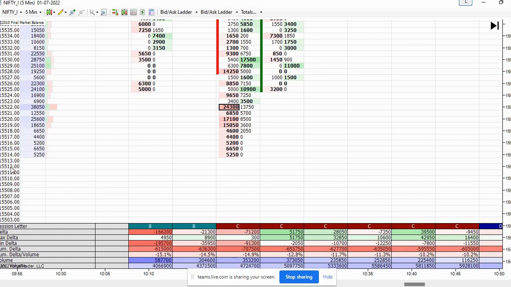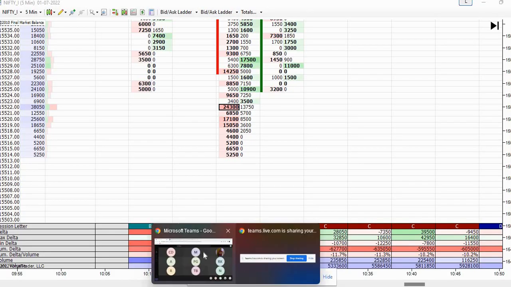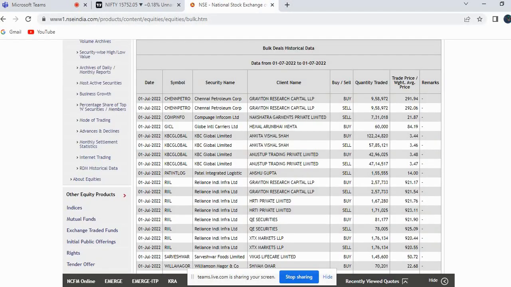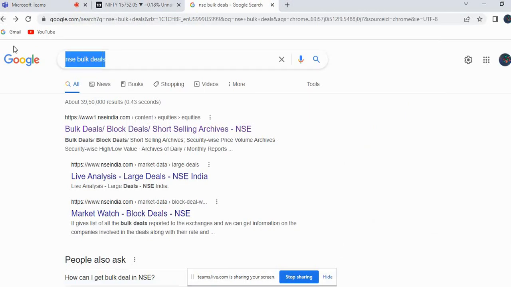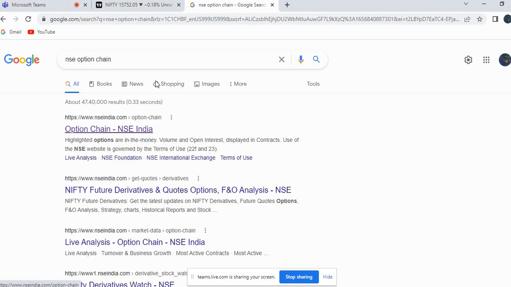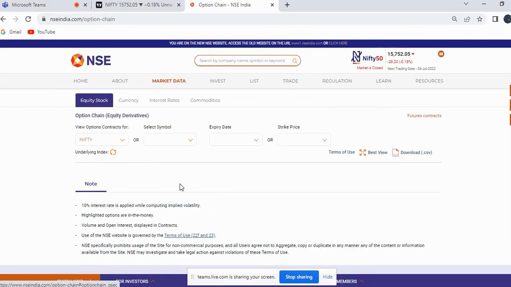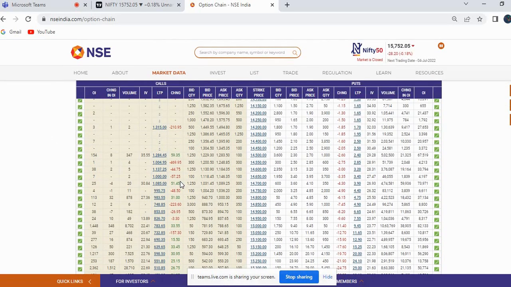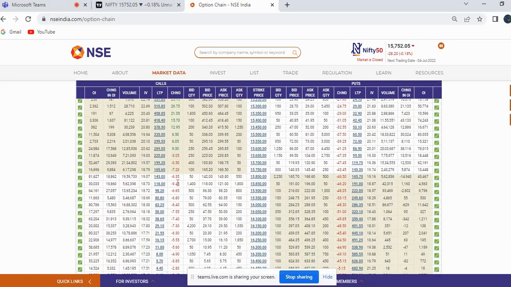Look at this, 15,500, right? 15,500 might have the highest put open interest, and we will check right here right now for you guys. Okay, 15,500. We will go to the NSE site straight, the NSE option chain. If you don't know the option chain, please have a look at the previous video on YouTube, and you will get a fair idea.